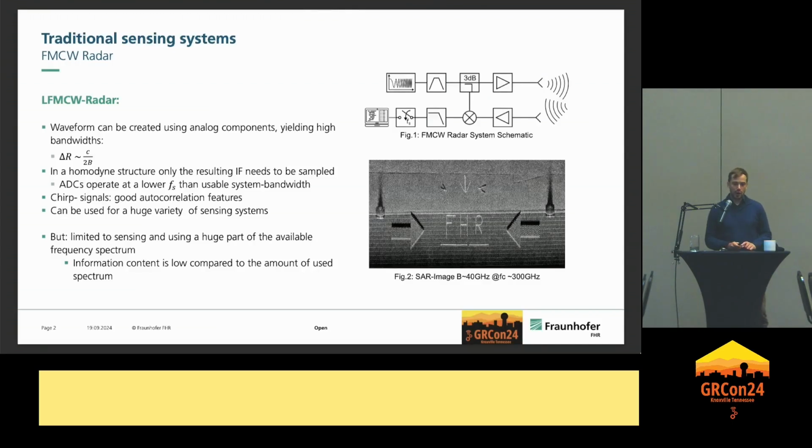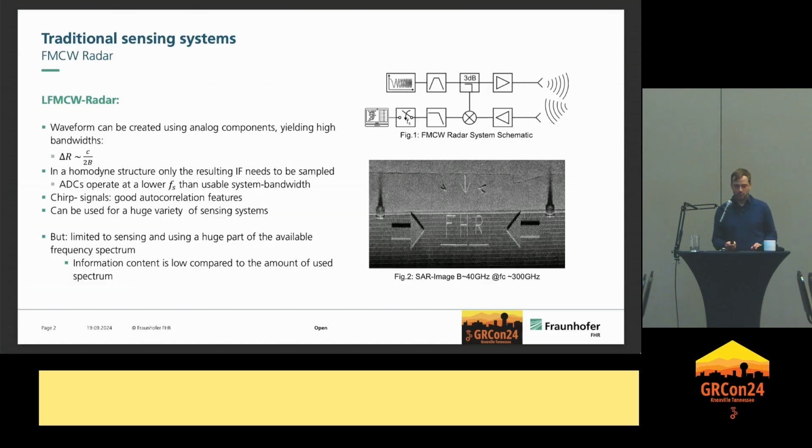Yes, so to our background, we are an institute mainly focused on radar research, and in radar, for instance, especially in linear frequency modulated continuous wave, you have the nice advantage that you can create chirps in the analog domain, send them out and have a very high bandwidth, which gives you a very good range resolution, and then you receive that signal back, do stretch processing, and you only have to sample the intermediate frequency to get the entire signal and the full resolution.